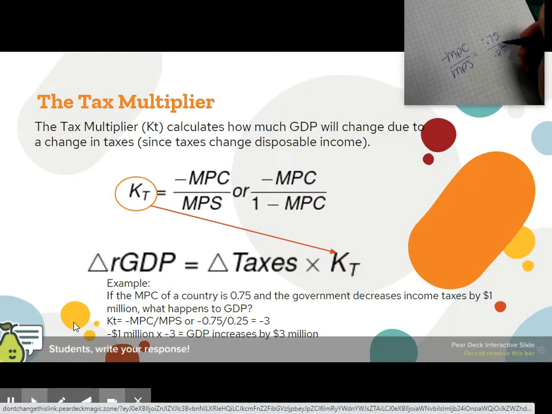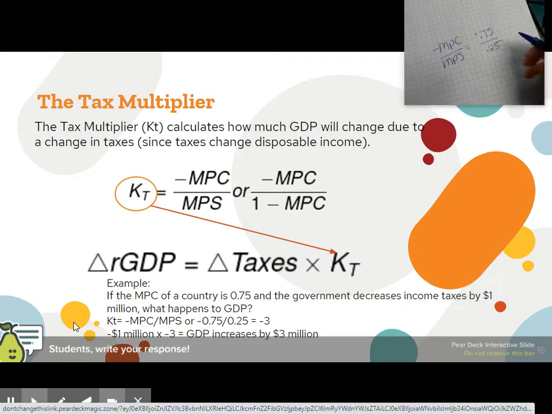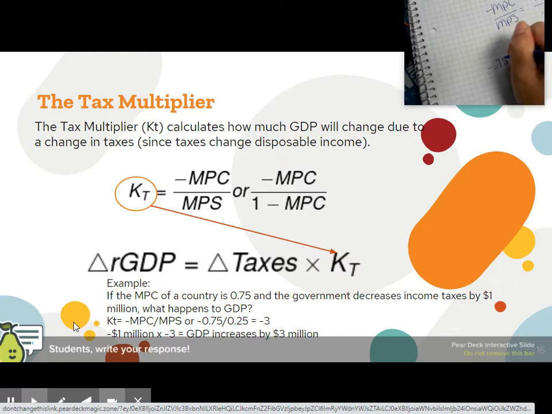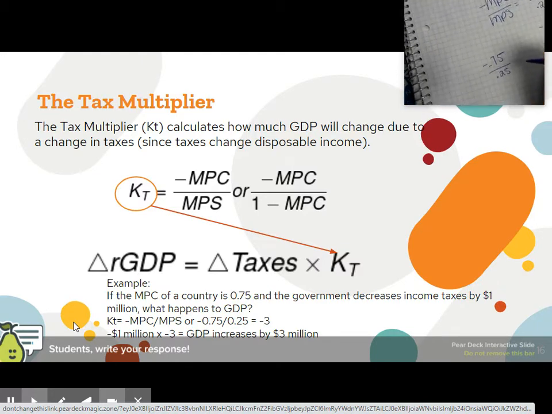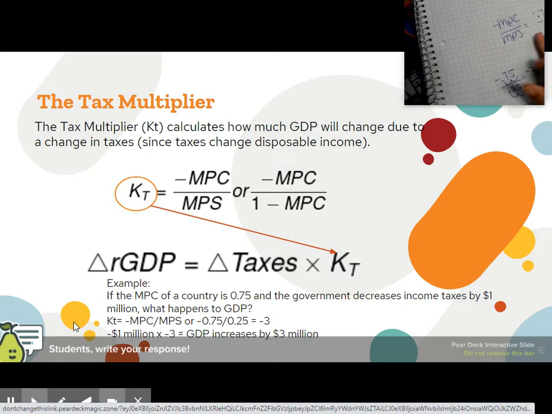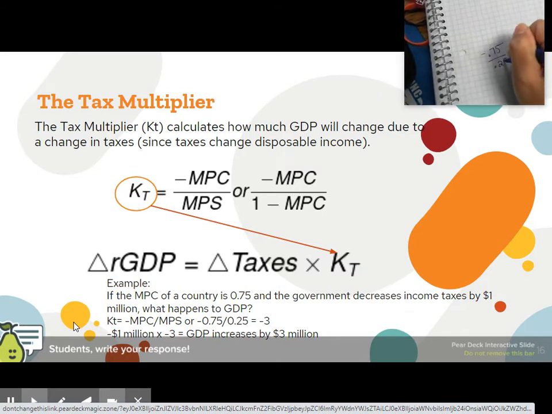You can do this in one of three different ways. If you know your fractions, you can recognize that 0.75 is 3 over 4, so negative 3 over 4 divided by 1 over 4, and you can cross off and get the answer. But I like it like this: negative 0.75 over 0.25. You can move the decimal place over, make that 75 divided by 25, and that's negative 3.